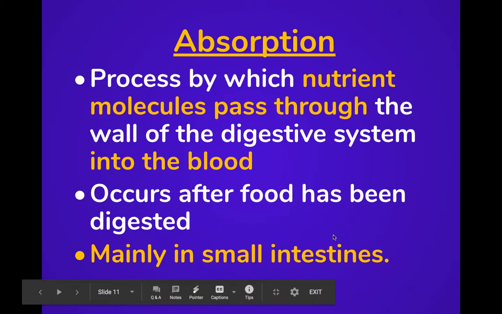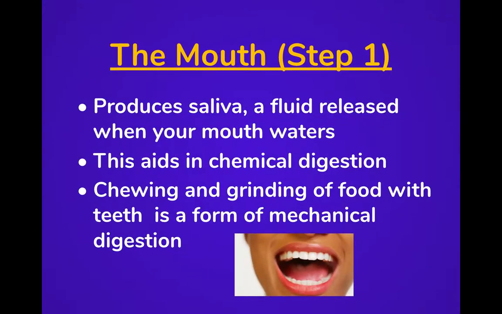The nutrients get absorbed into the small intestines. You have some absorption later in the large intestines, but it will be water that's getting absorbed there instead of food or nutrients. Okay, so let's talk a little bit more about the actual process of digestion.